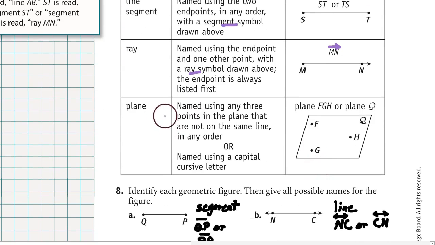The last one that we had was a plane. A plane can be named using any 3 points in the plane that are not on the same line, or using a capital cursive letter. So for this drawing here, we could call it plane Q or plane FGH. The FGH can be in any order.